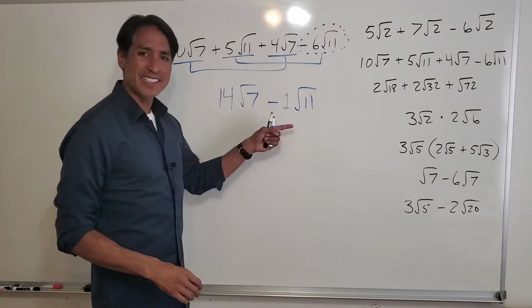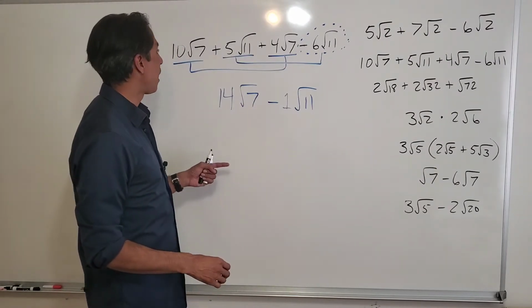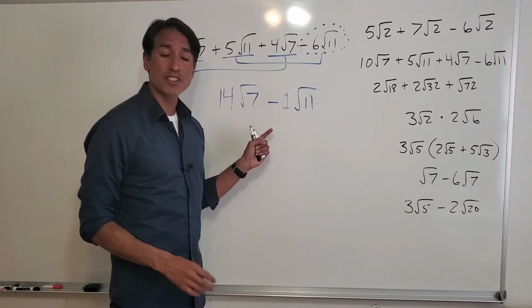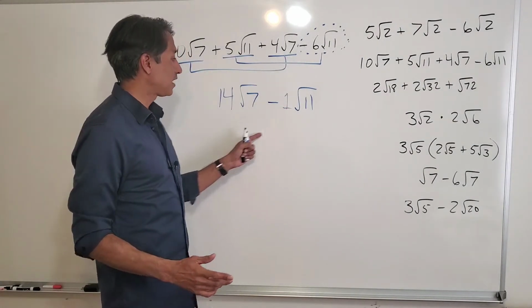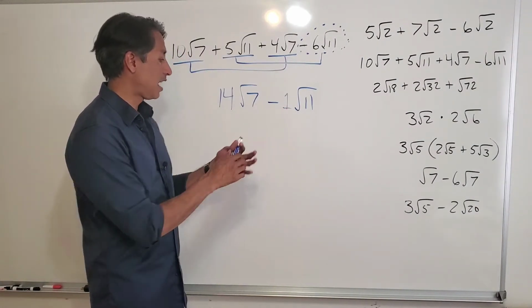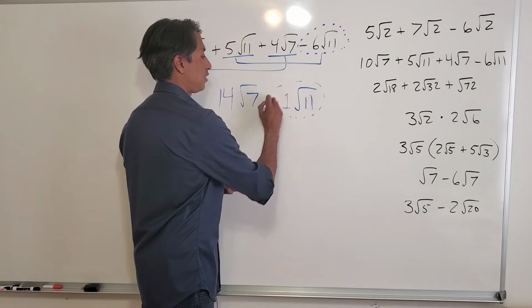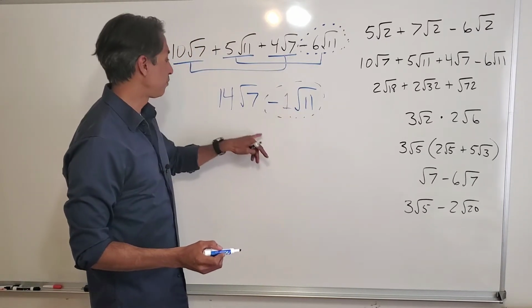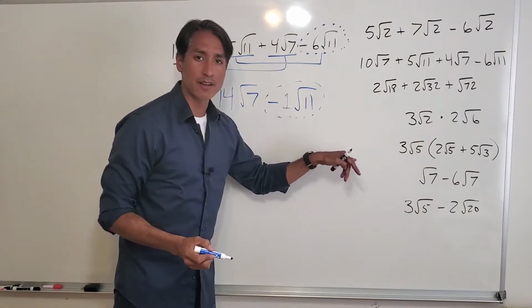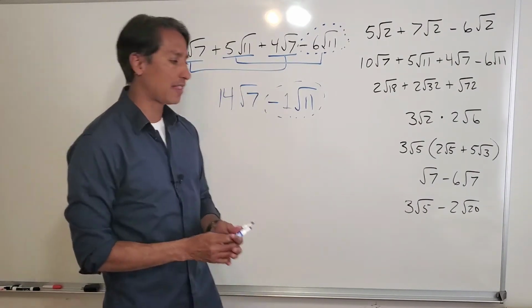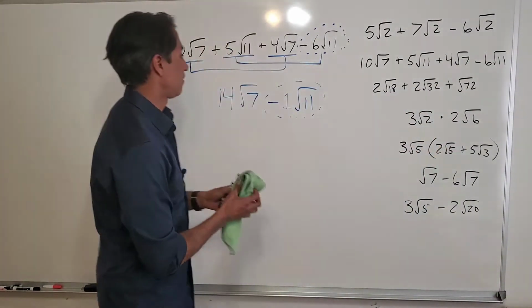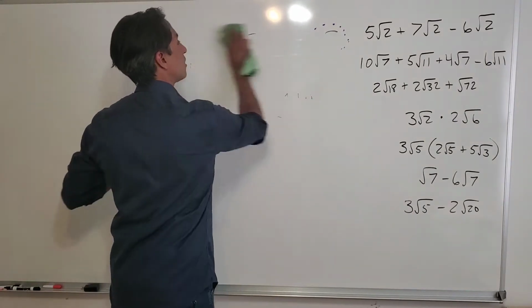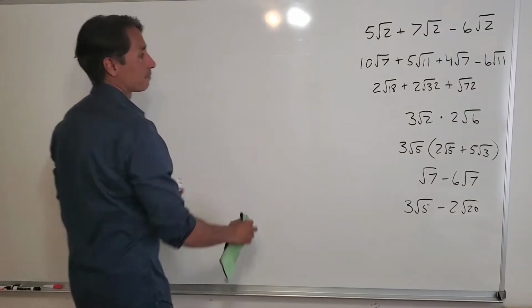The order of these doesn't really matter yet. For now, I would say as long as you're getting both parts, that's great. If you did move this guy to the front, I would say just be careful that you move the negative sign with it. So it becomes negative 1 root 11 plus 14 root 7. Okay? So just be careful of that little bit. All right. Let's just keep on going.